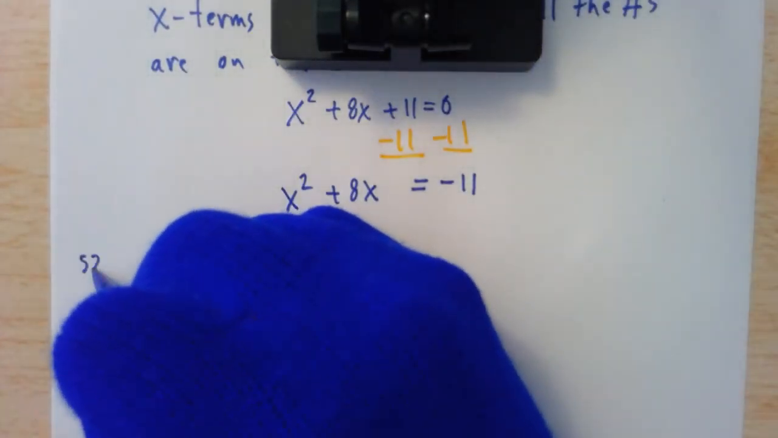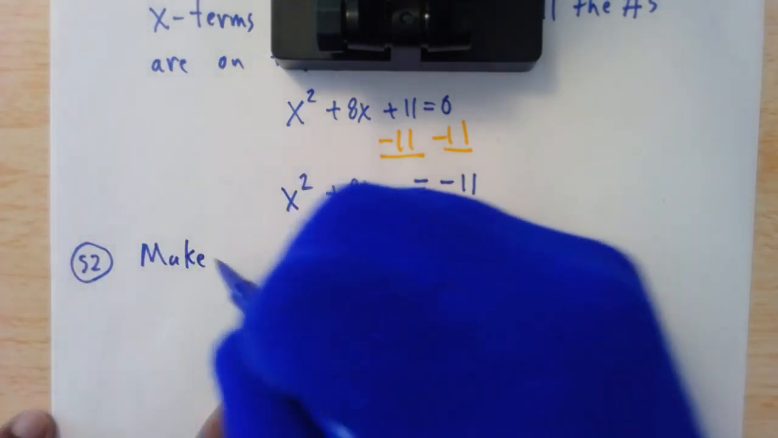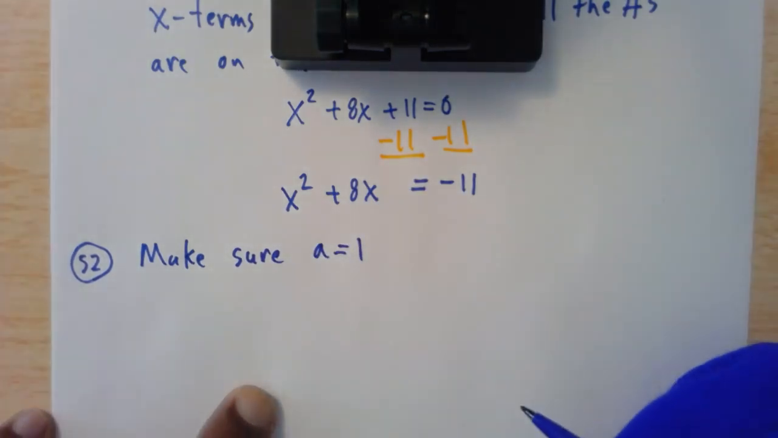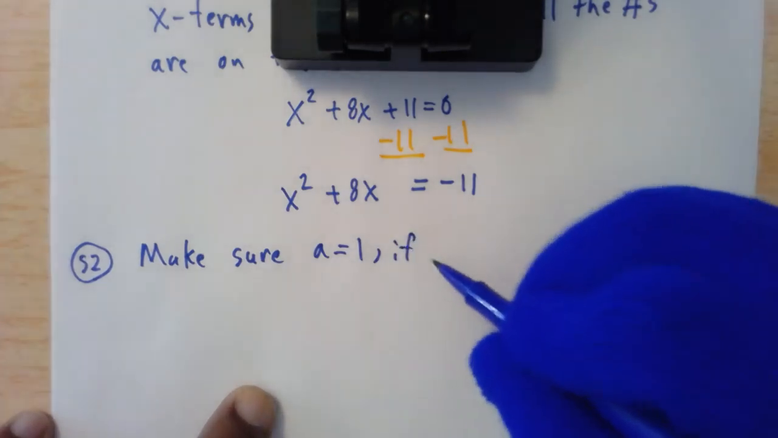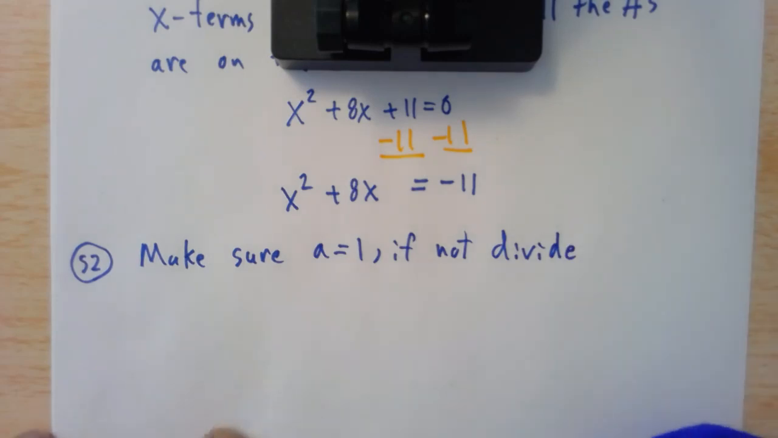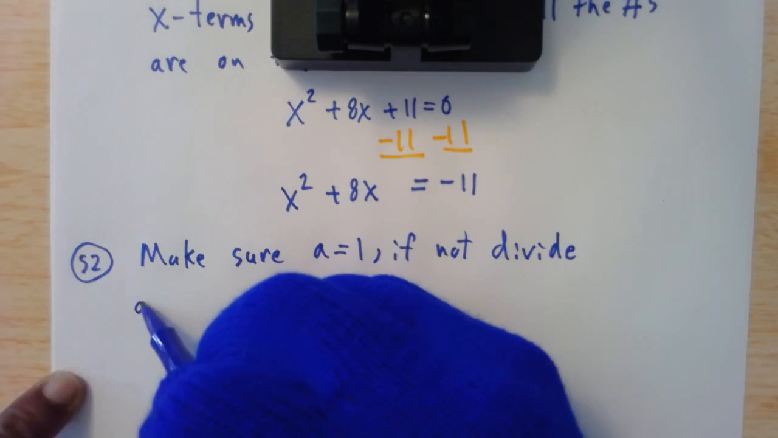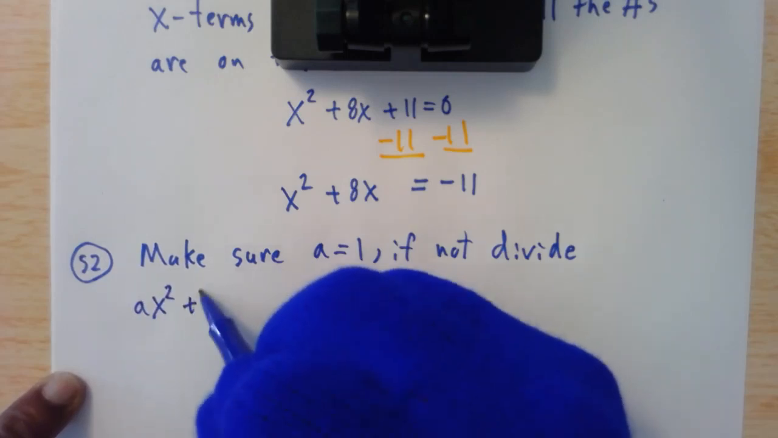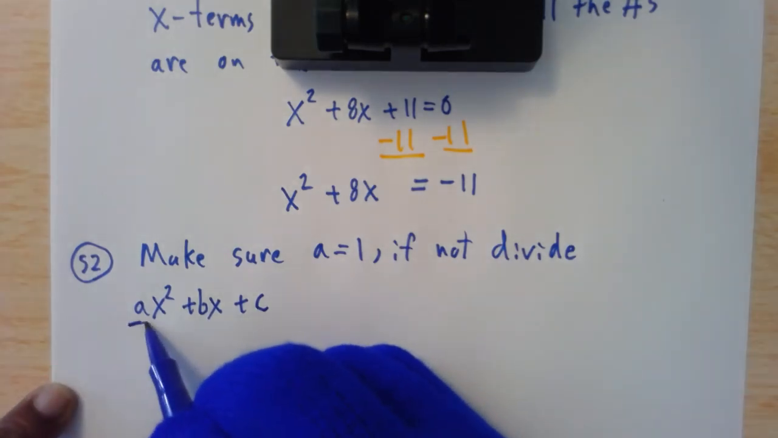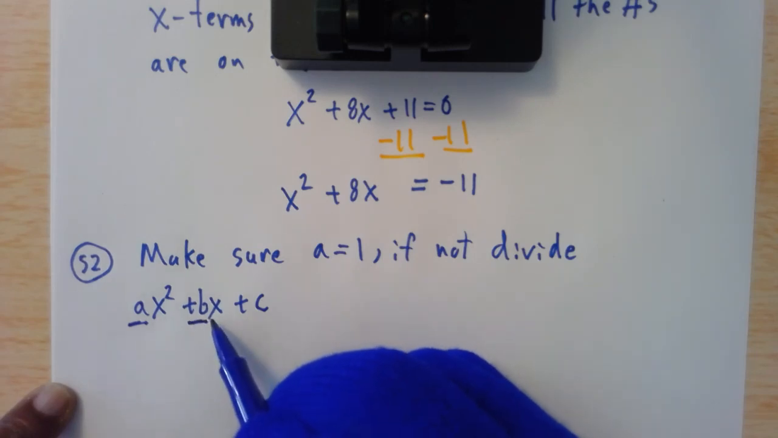So let's move to step 2. Step 2 says make sure a is equal to 1. If not, divide. Now in general, the general form for a quadratic expression is going to be ax squared plus bx plus c, where a is the coefficient or the number in front of x squared. B is the coefficient or the number in front of x.